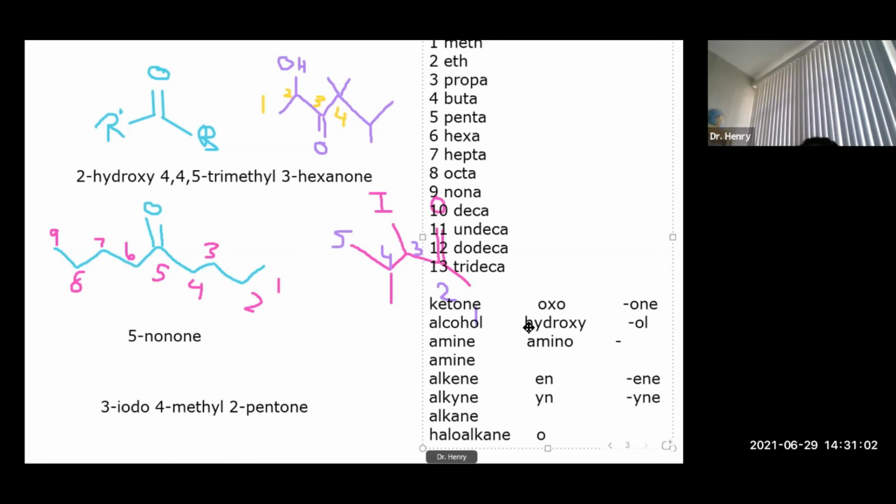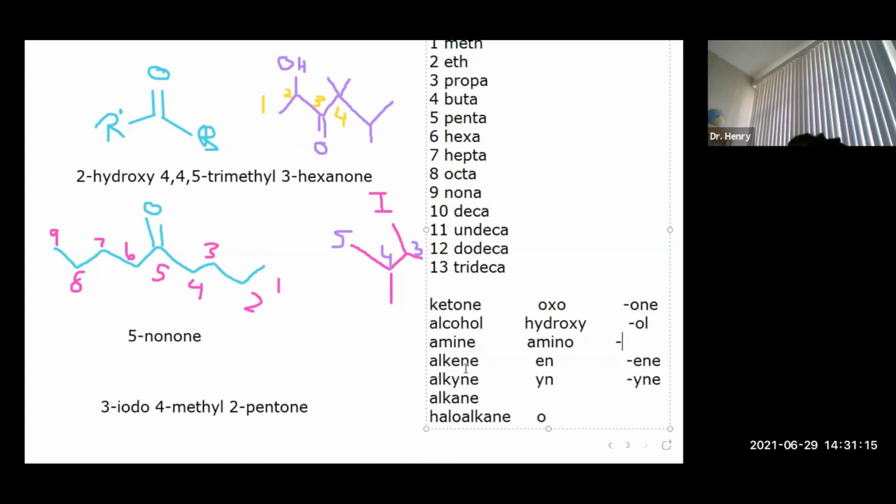Okay, so right now we have ketones, alcohols, amines, oh, I have amines twice. We have alkenes, alkynes, alkanes, and haloalkanes. Okay, so tomorrow I'm going to introduce 4 new ones, and then we'll stop at that point because those are the ones that I want you guys to know. Okay. Questions, concerns?